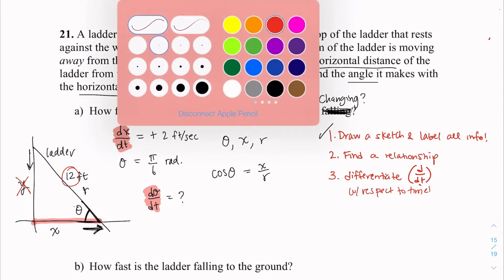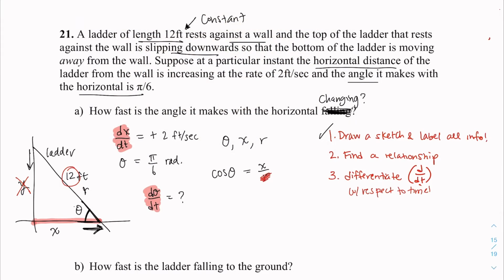But remember, r is not a variable, so don't let it stay saying r. Change it to 12 because the length of that ladder will never change. So now that we've found a relationship that puts everything that we need together, let's go ahead and do step 3. Let's differentiate both sides with respect to time.